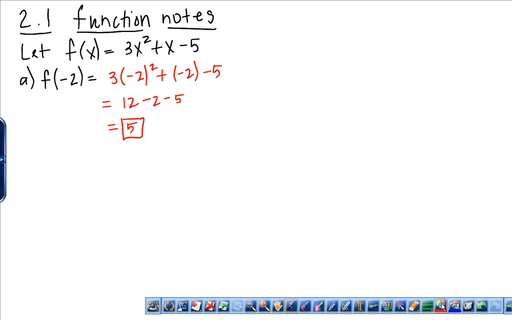Now, I do expect you to be able to do this without a calculator. Even if this was a harder number like a half or 3/4, you should be able to do that without one. Okay, let's try something different.